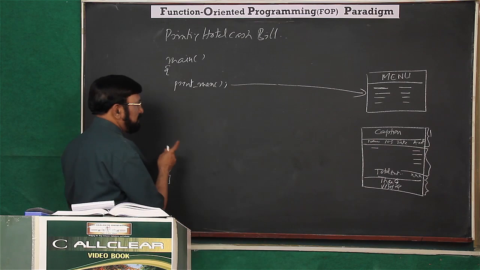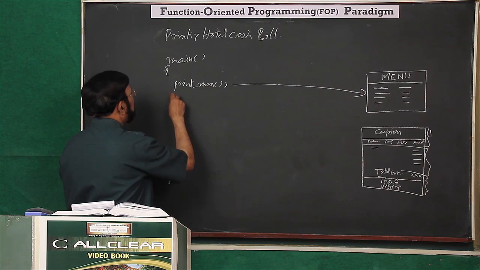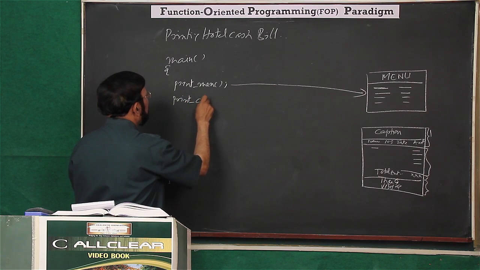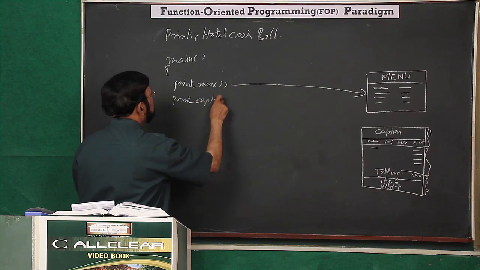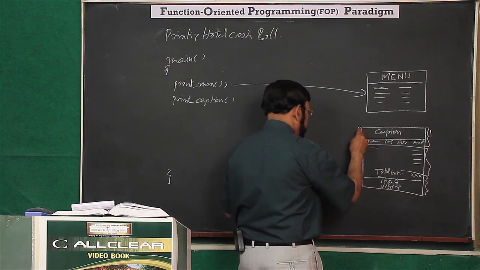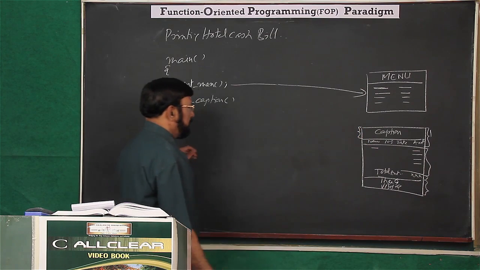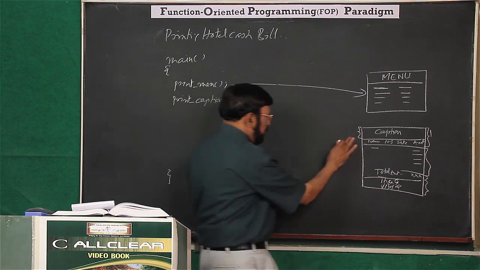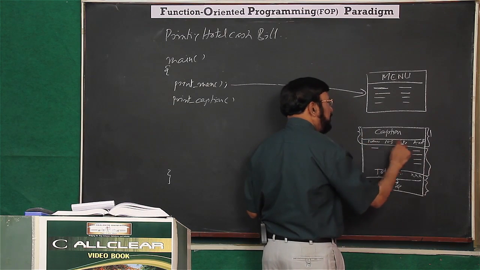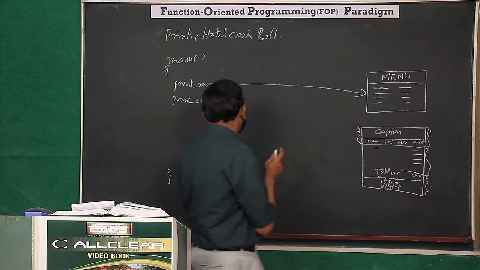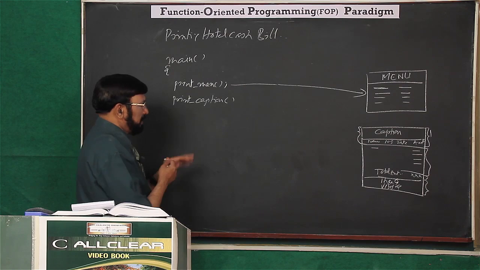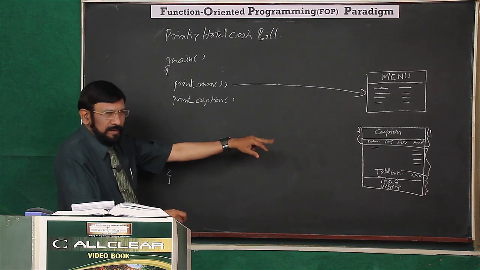Now you see, second one, print caption. What is the job of print caption? This part it prints. And this part is also static, so this is also caption and heading that it prints. Thereafter, what is required? Body. Body purpose: every customer gives their unique order.